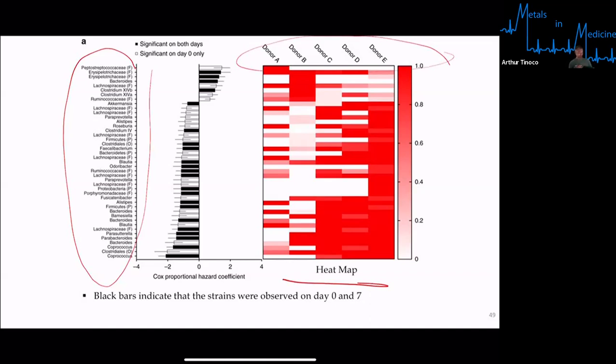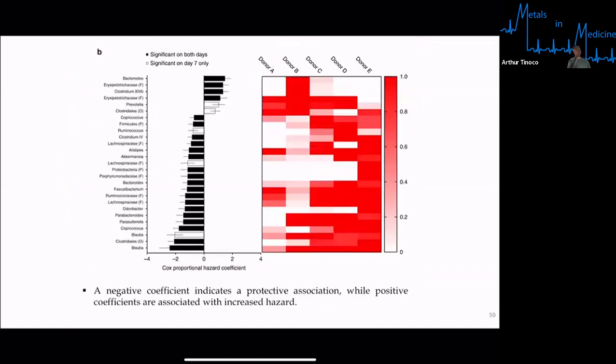So the black bars indicate the strains that were observed on both day 0 and also day 7. So again, other microbes that were identified, the heat maps that correspond to those microbes. And so an important note as far as looking at the x-axis is that a negative coefficient indicates a protective association, while positive coefficients are associated with an increased hazard.